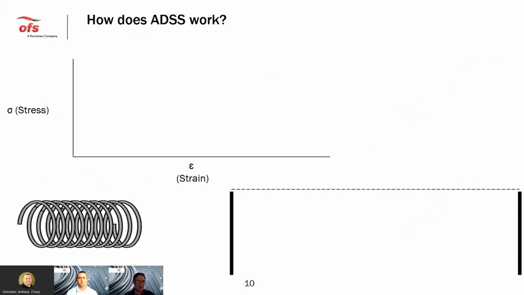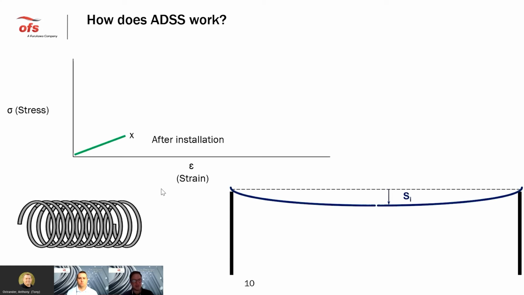So how does ADSS work? On the screen, we've got a stress-strain curve, a picture of the span, and a spring. The reason we've got the picture of the spring is that I typically describe ADSS as a big spring.